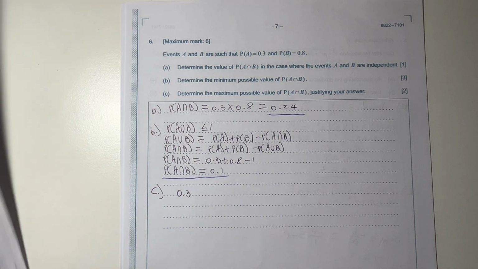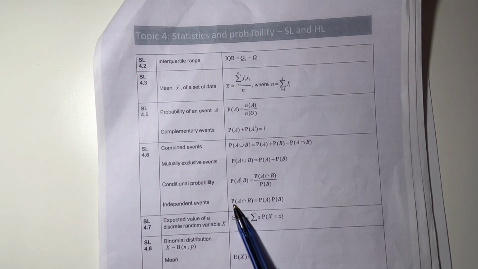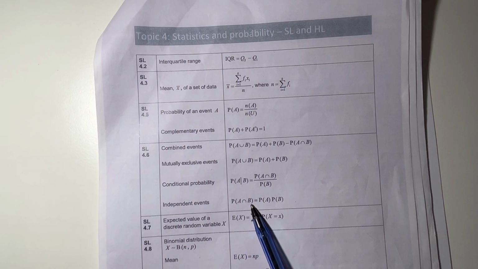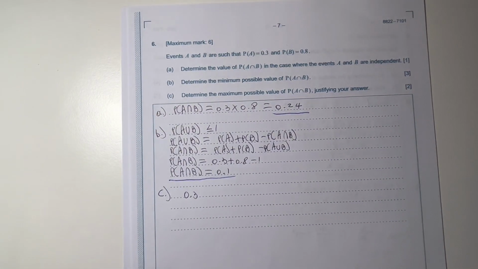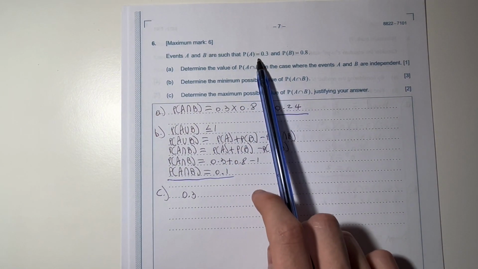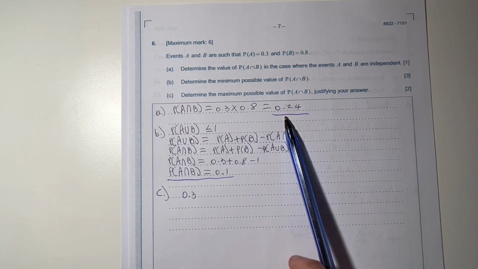And here we can simply use a formula in our formula booklet, which is called the independent events formula. It simply states that the probability of A intersection B is equal to the product of the probabilities of A and B. Very easy, all we do is plug in the values that we know. We simply do 0.3 times 0.8, and that gives 0.24 as the answer.